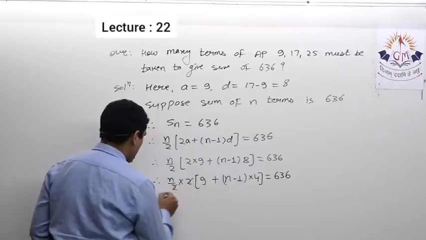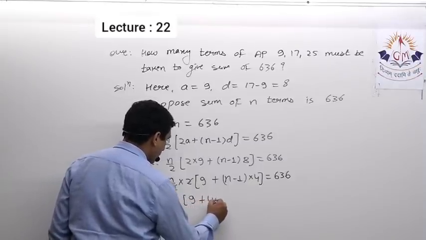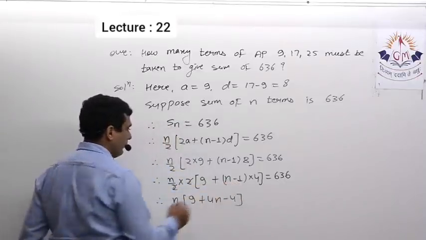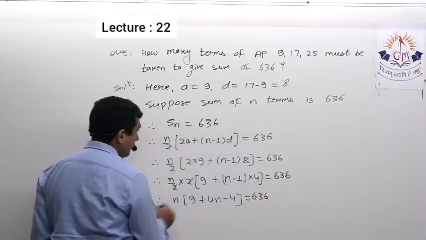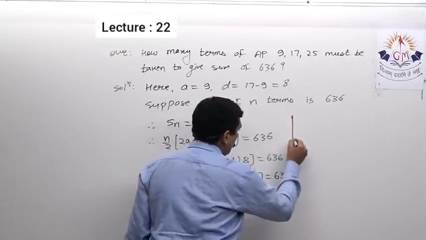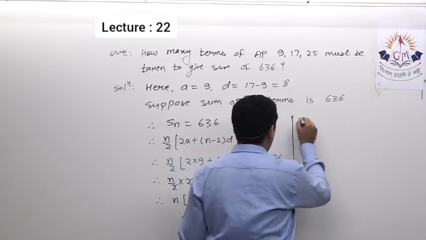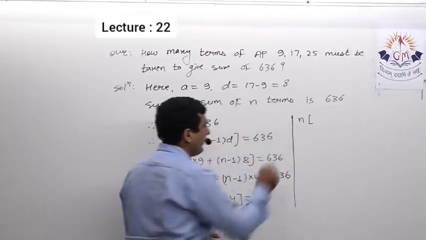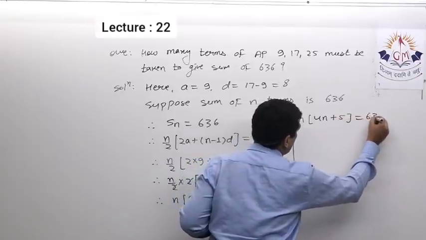Now I can cancel this 2. So n(9 plus 4n minus 4) is equal to 636. So ultimately what I will get over here is n(9 minus 4 is 5), so 4n plus 5. n(4n plus 5) is equal to 636.